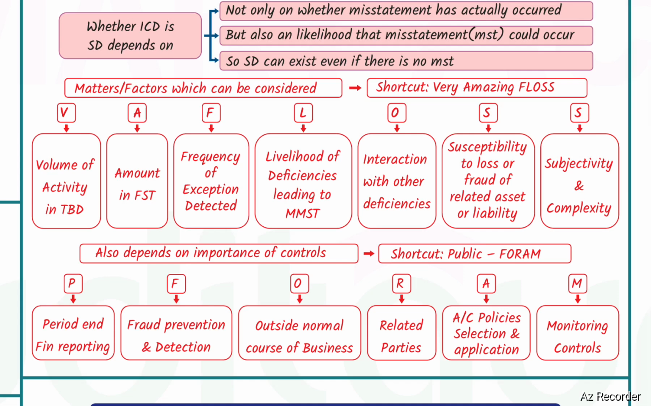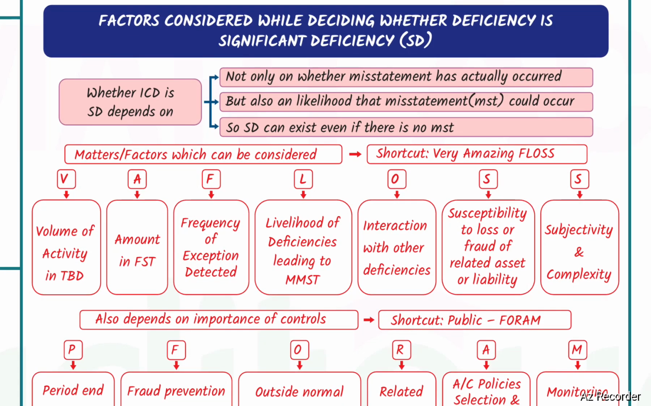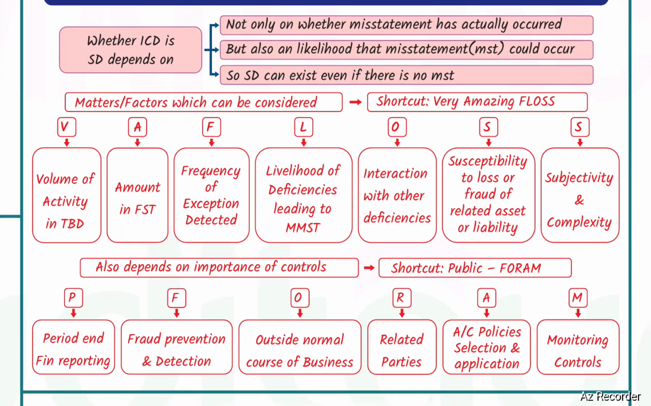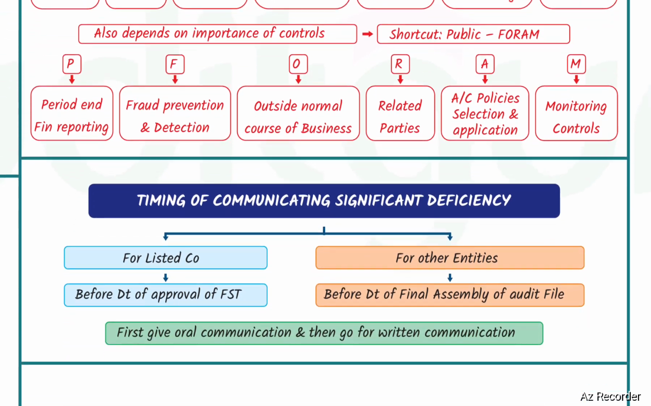S: Subjectivity and complexity. These factors, considered while deciding whether a deficiency is a significant deficiency or not, also depend upon the importance of controls in the case of period-end financial reporting, fraud prevention and detection, outside the normal course of business, related parties, accounting policies selection and application, and monitoring controls. Timing of communicating significant deficiency.